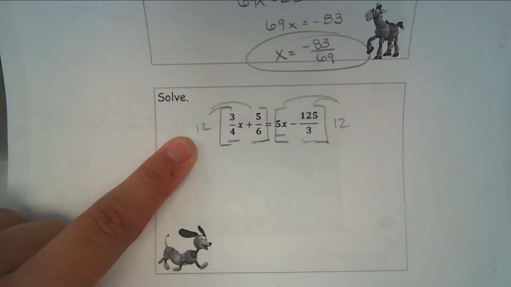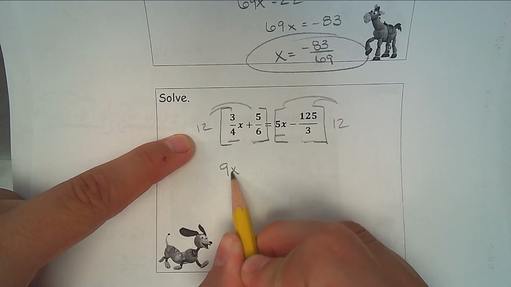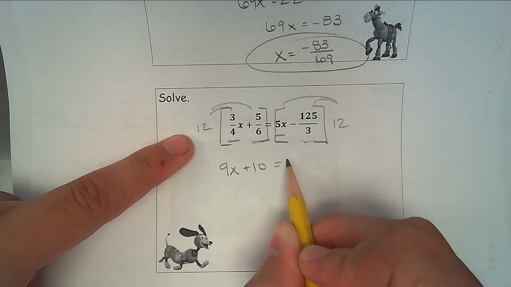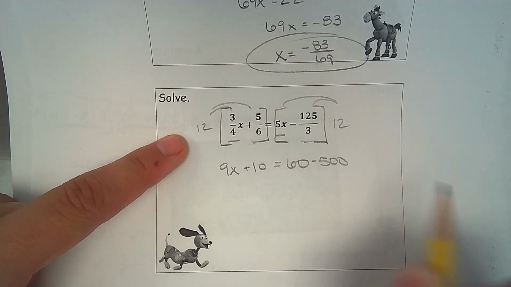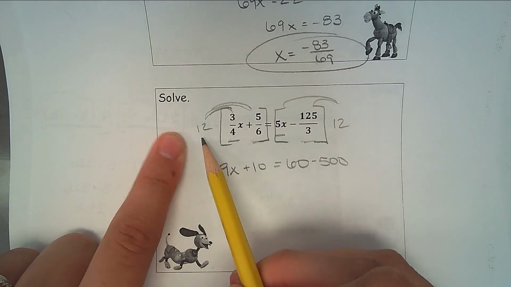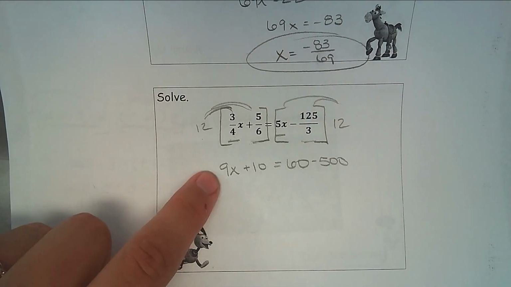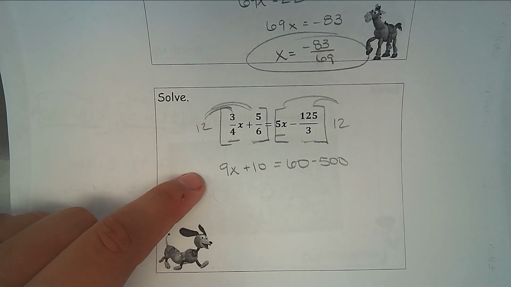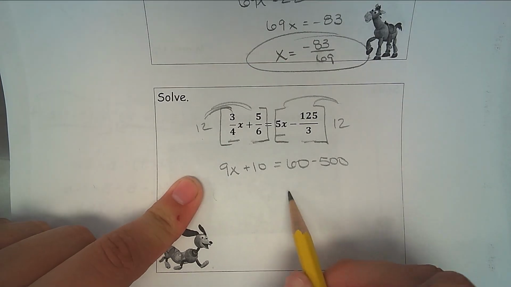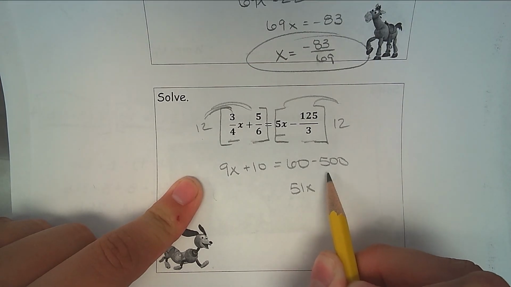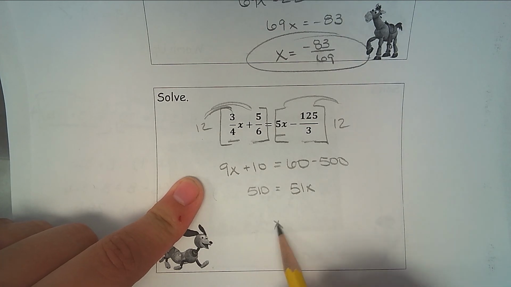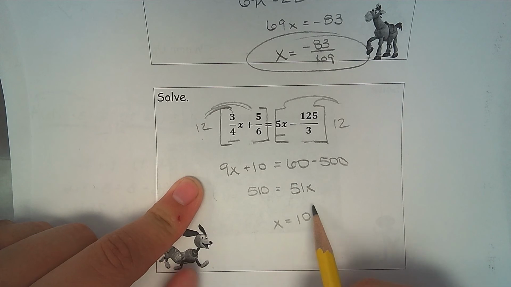See, 12 times 3/4 is going to give me 9. And I could use my calculator to do this, just 12 times 3 divided by 4, and that will give me that 9. Same thing with 12 times 5 divided by 6. And now I can solve it. I'm going to subtract the 9x over and add the 500. Divide both sides by 51, and I get 10 for my answer.